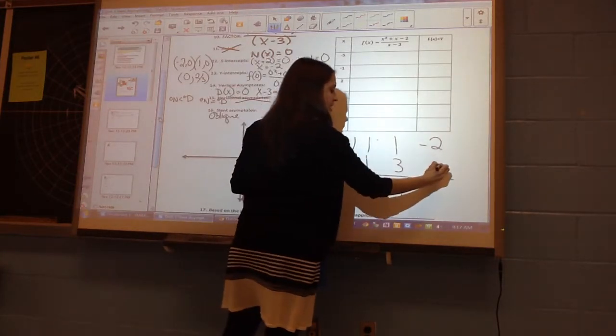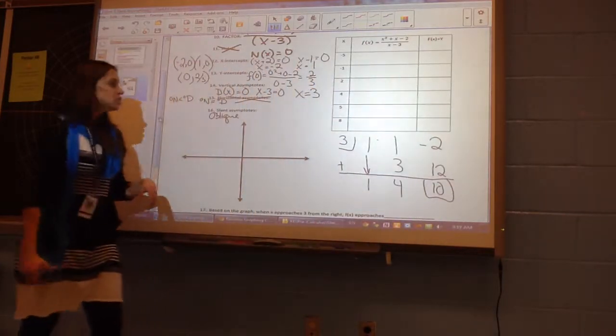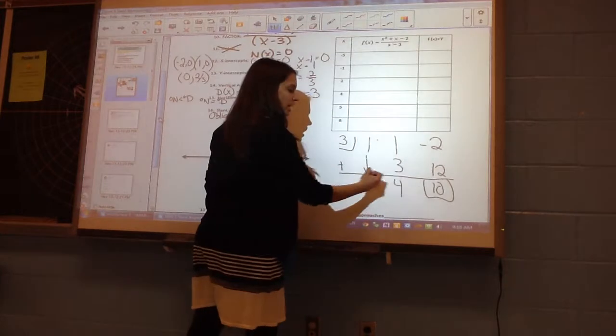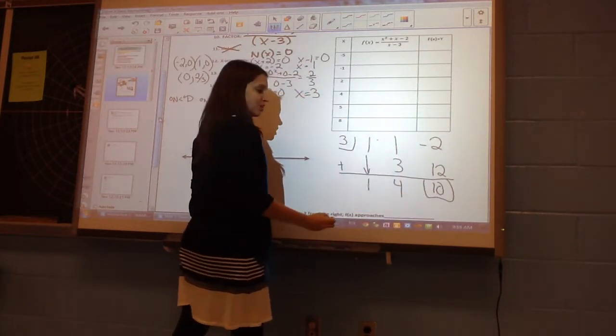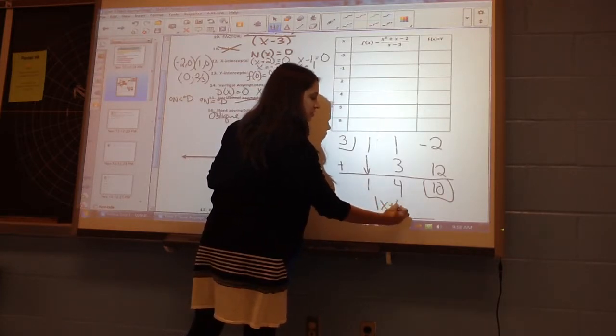Multiply and then add. When you are finding your oblique asymptote, you only have to look at the linear function. You do not have to think about your remainder. This linear function is 1x plus 4.